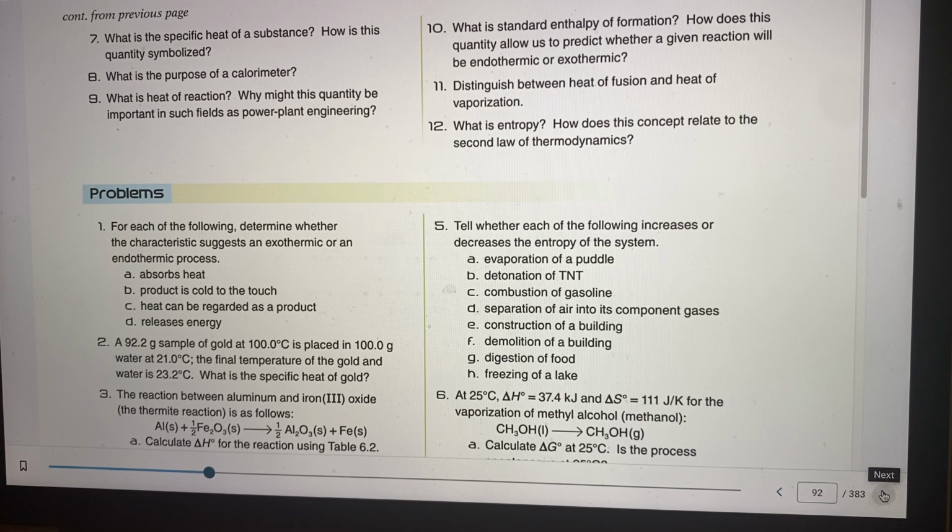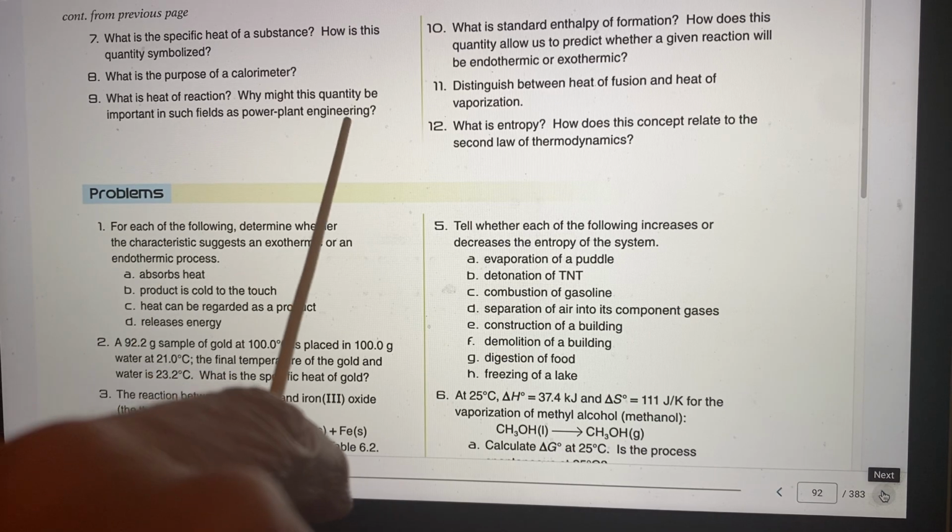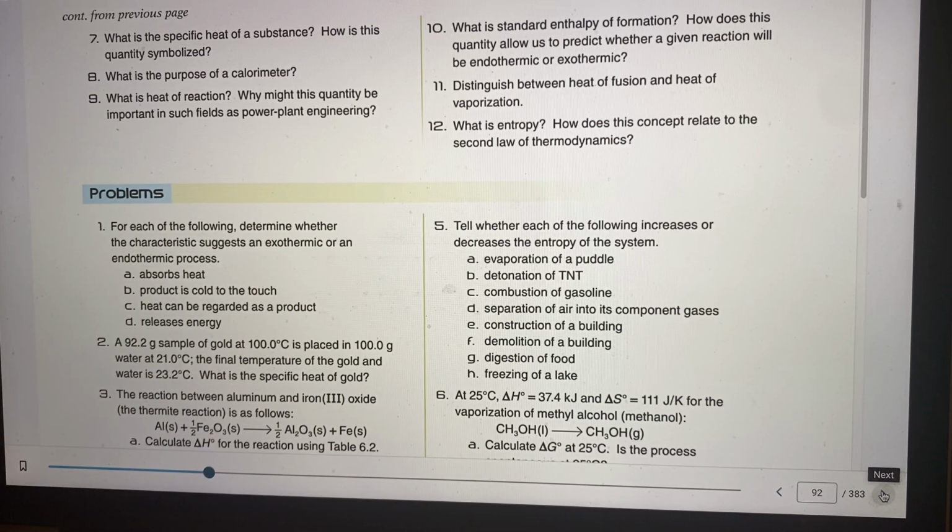So let's go on to number 9. The heat of a reaction. Why might this quantity be important in such fields as power plant engineering? Well, the heat of reaction has to do with enthalpy. So that heat of reaction is very important, and it usually takes volume and pressure into account. So when you have a power plant, as for gases being let go, you have to take into account volume and pressure. So enthalpy will be very much more important than heat, because heat doesn't measure pressure and volume. Okay?